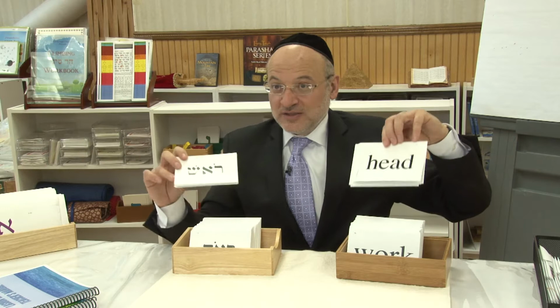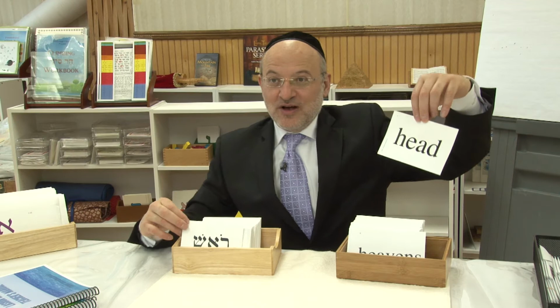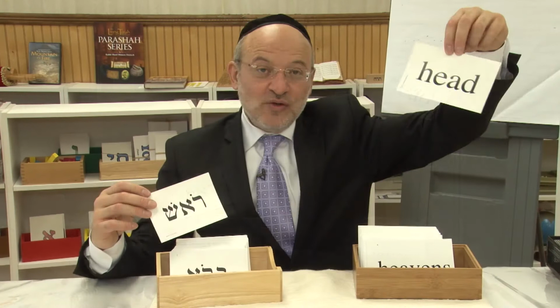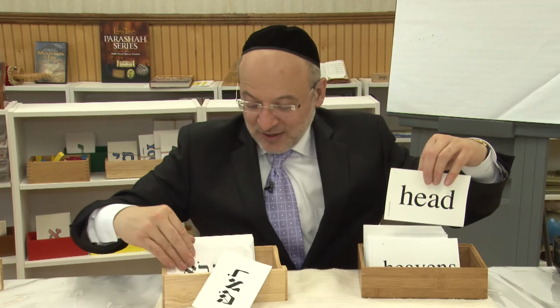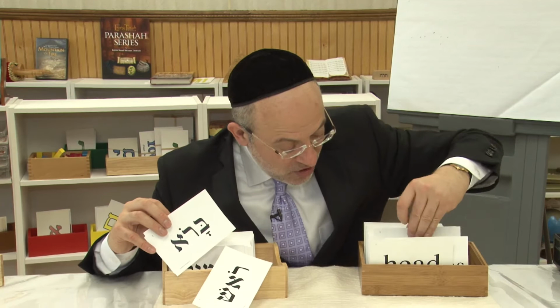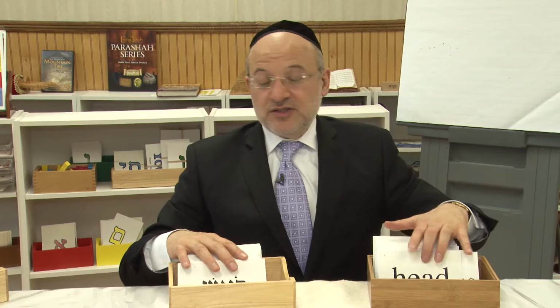They'll mix these words up and the first member of the team will pull up one card and the other team has to quickly pull out the corresponding. So they'll call out head, so the other team has to pull out Rosh. Then that team will pull out another card, let's say it's Bara, and the other team has to find which word corresponds to Bara. Oh, create. Very good. So they'll play team games with this. These are large cards that you can have in the classroom.